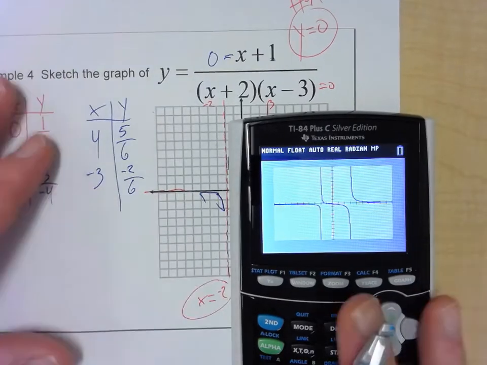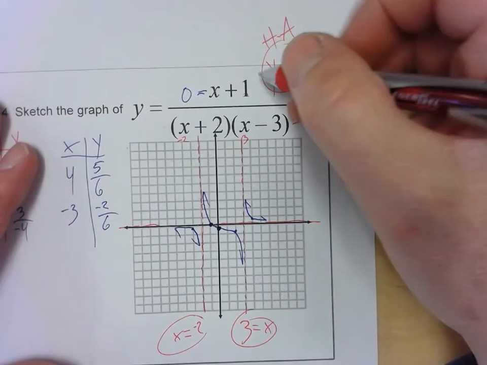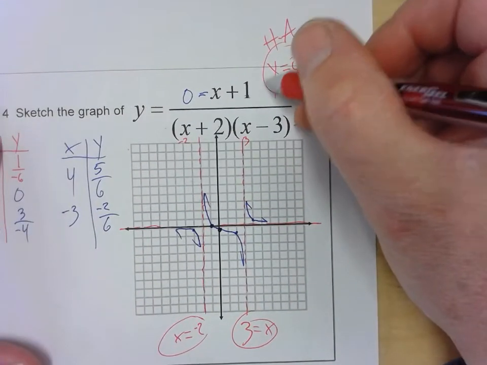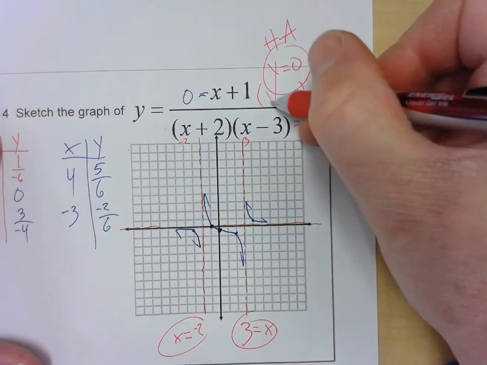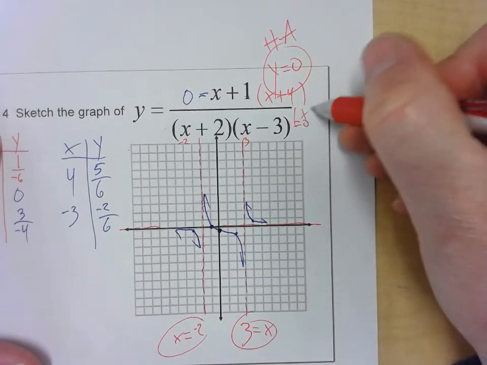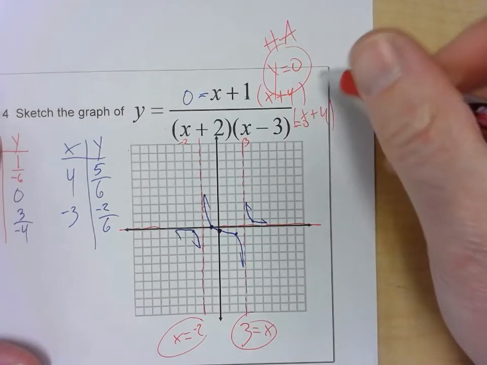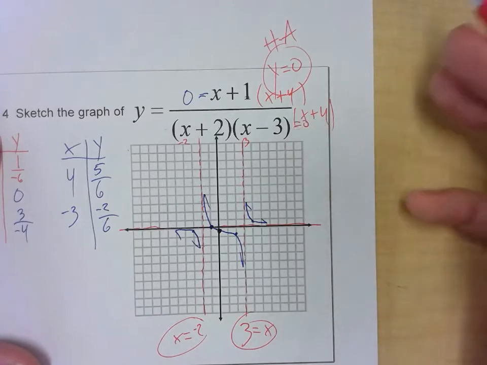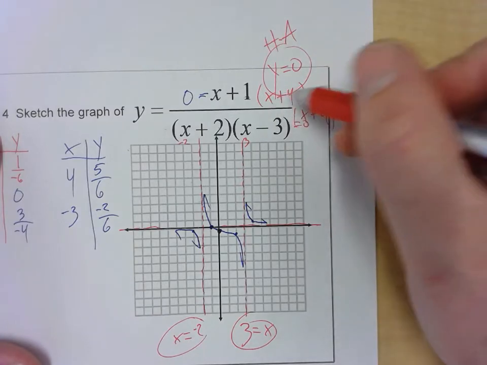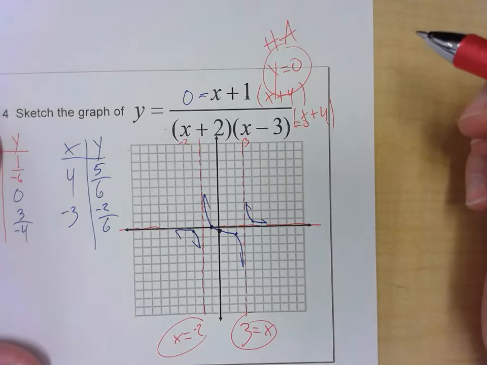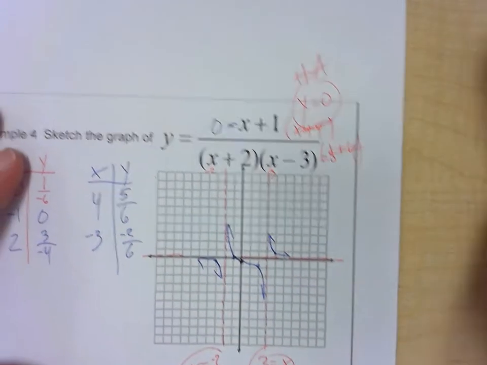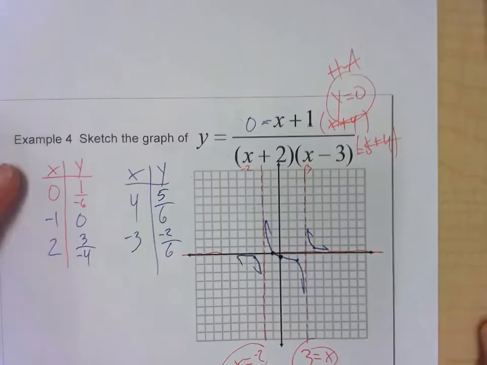All right, now if we wanted to add a hole to this function, we would just multiply the numerator and the denominator by the same thing. So you could do like x plus 4 and then x plus 4. If we added that in there, then it'd put a hole at negative 4. So you just multiply the numerator and the denominator by the same thing, and it just makes a hole.